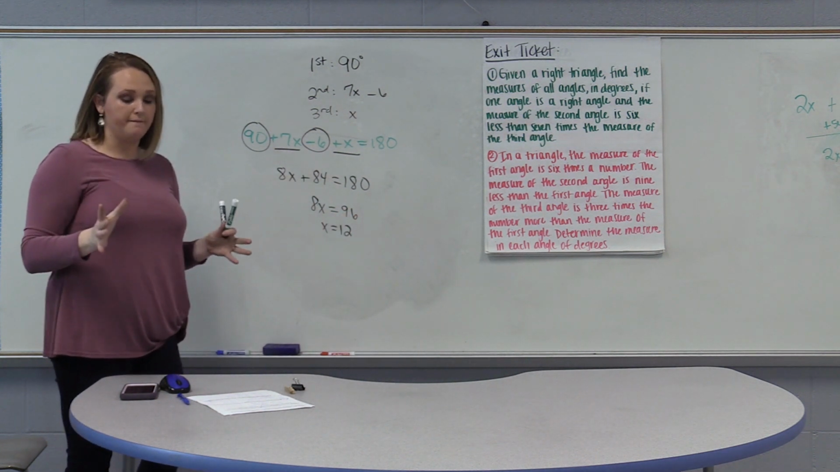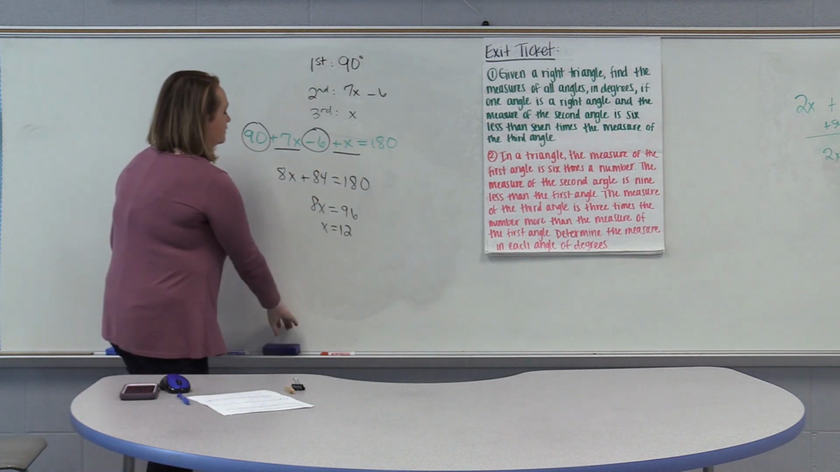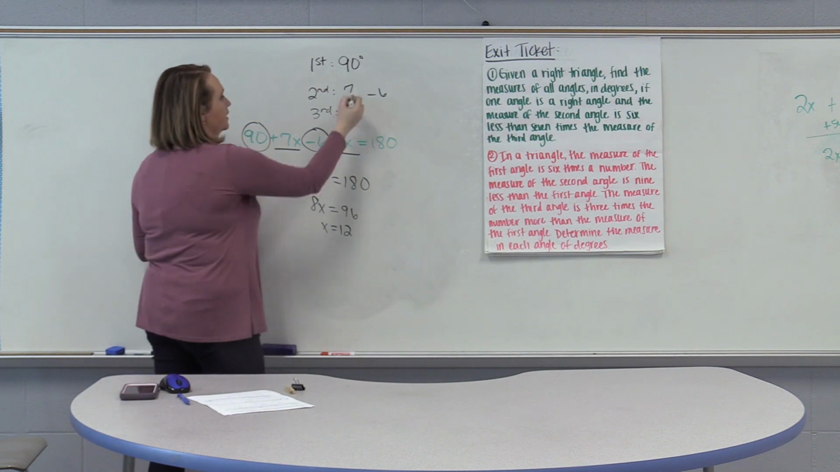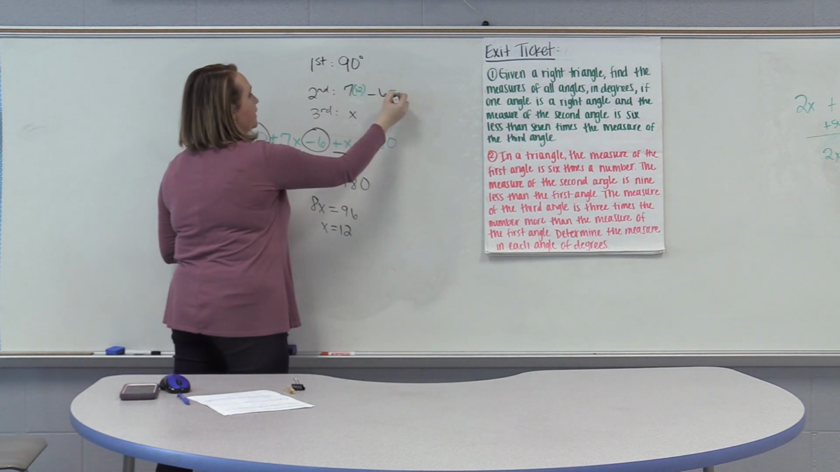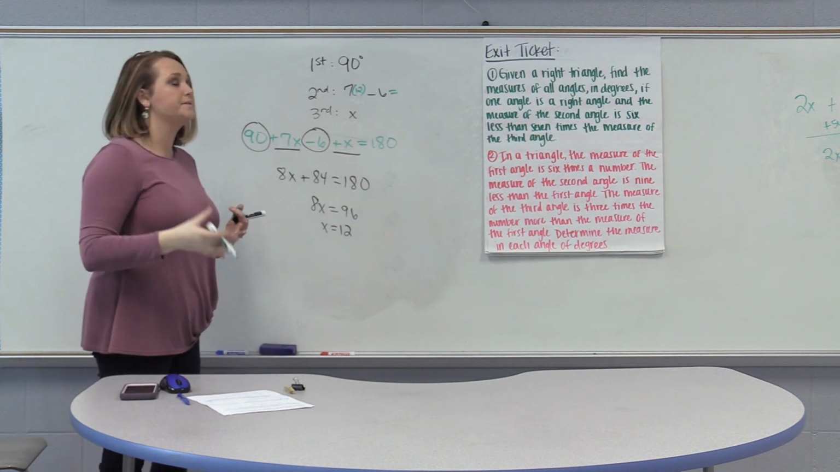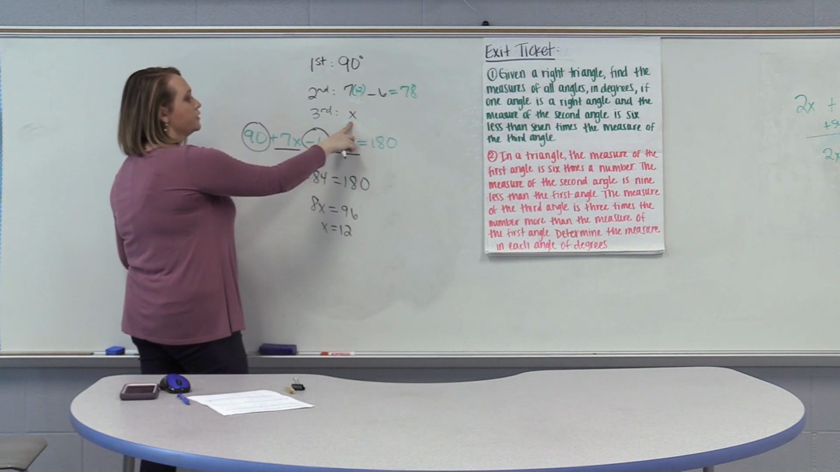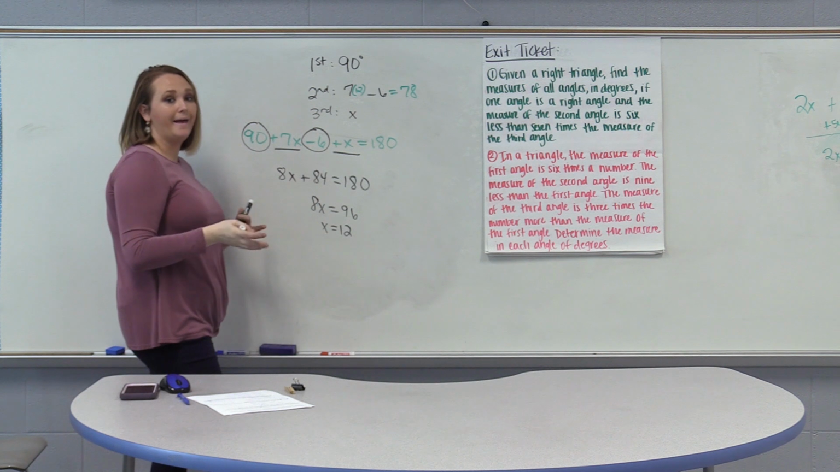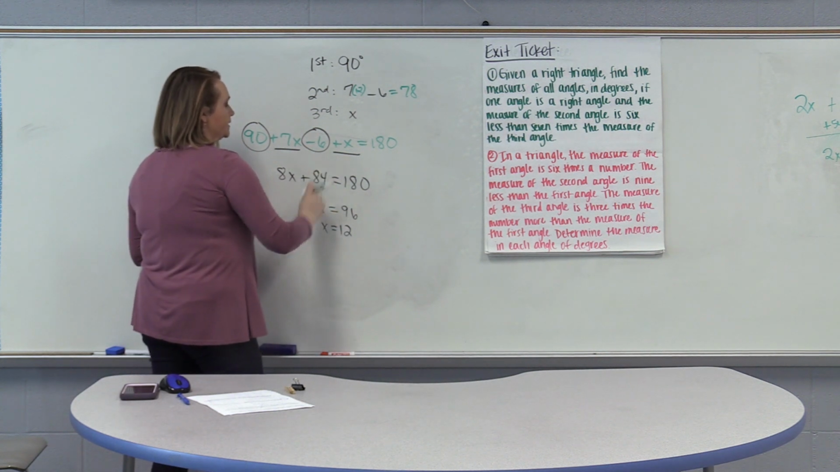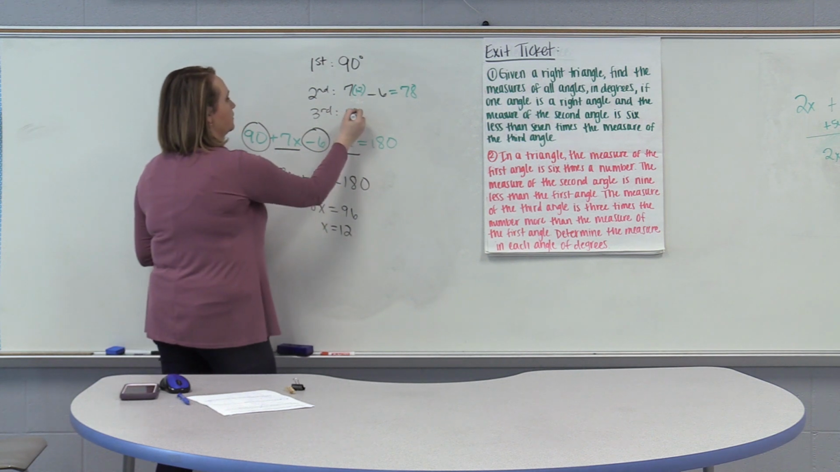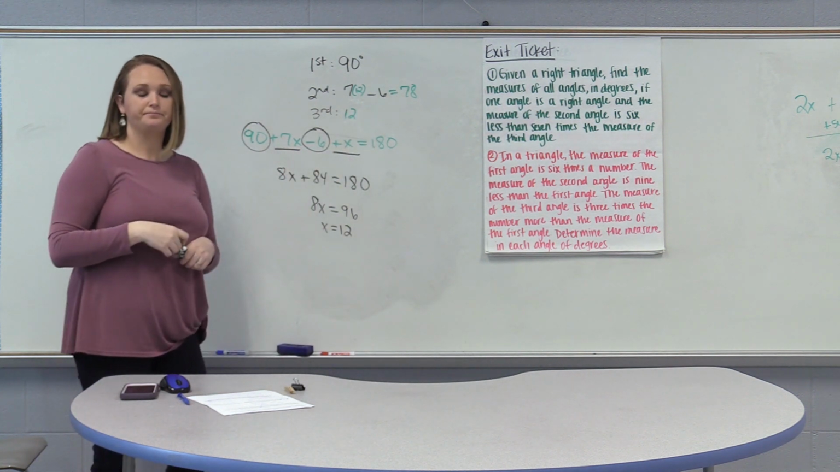Now remember, I'm not finished. I have to plug this in. So I'm going to go back here, and I'm going to plug in 12, and the measure of the second angle will be 78 degrees. And then of course, since the measure of the third angle was just represented by x, I'm going to get what I solved for x, which was 12, to be the measure of the third angle.